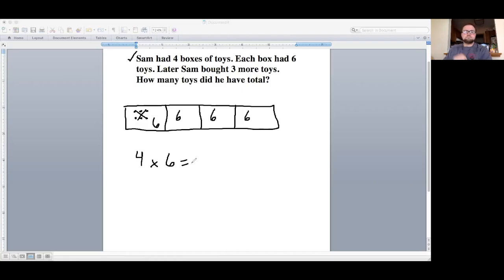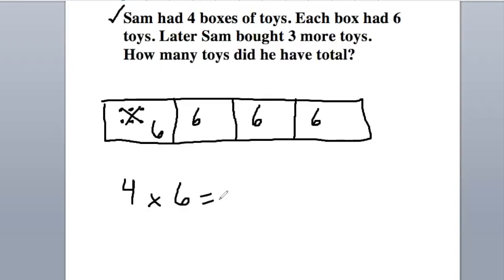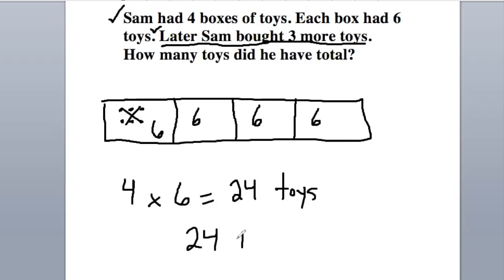So 4 times 6, or we can do 6 times 4. Same thing. 6, 12, 18, 24. And there we go. We got 24 toys. That's what he has right now. But we are not done yet. So we had the second sentence done. And now for the third sentence, it says later, Sam bought 3 more toys. So you're going to be doing 24 toys.